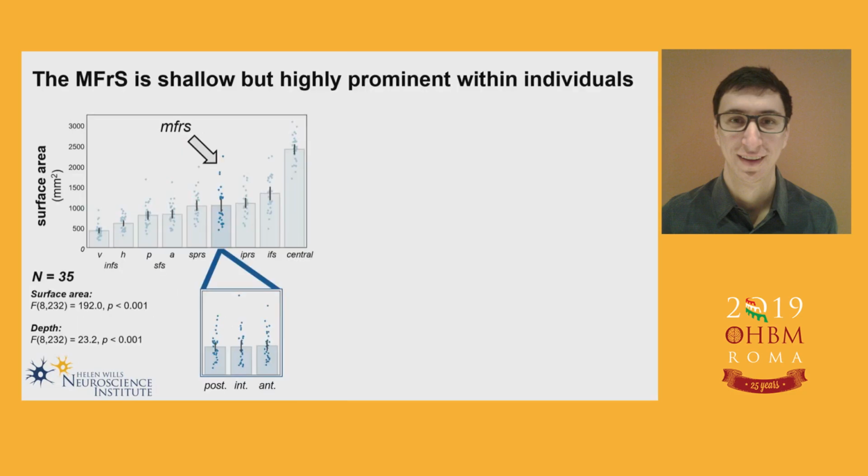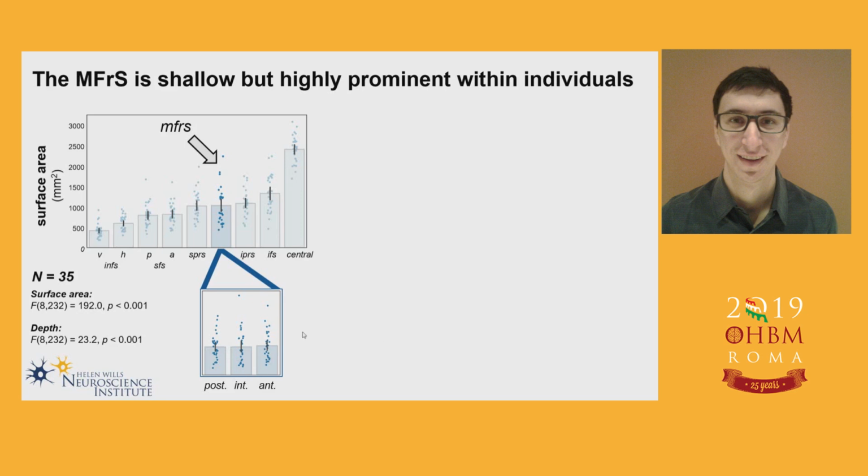First, the middle frontal sulcus is highly prominent within individuals. Here on the left in blue, I'm showing the size of every sulcus in the frontal cortex, ordered by surface area. The middle frontal sulcus is shown here in dark blue, and each data point is an individual subject's hemisphere. The middle frontal sulcus is in fact highly prominent and actually has a comparable surface area to the primary inferior frontal sulcus. The 3 components of the middle frontal sulcus do not have any different size, however.